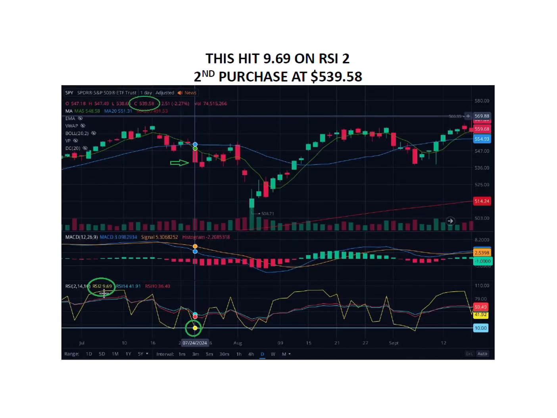Again, it dropped below the 10, because obviously the number on the yellow line, that's the RSI2 below 10. That's my purchase. And you can see right here with my green arrow, there's the end of the day. Since it's a red candle, the bottom of that candle is where it ended. So it stopped there. End of the day, 539.58.